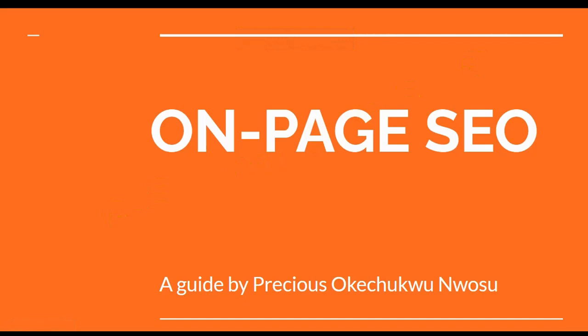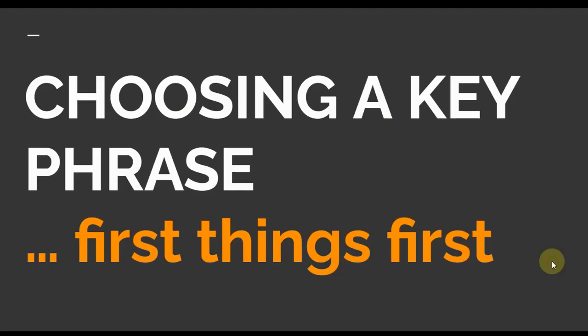So you already know the meaning of SEO as search engine optimization, and I'm sure you've been taking some classes on this already. So you're going to be learning on-page SEO practical examples, and we'll be talking about a few things. I wouldn't want to waste the time, so we're talking about choosing a key phrase.